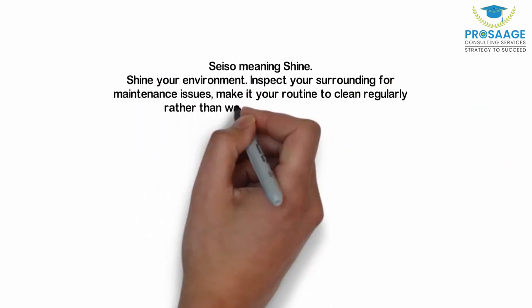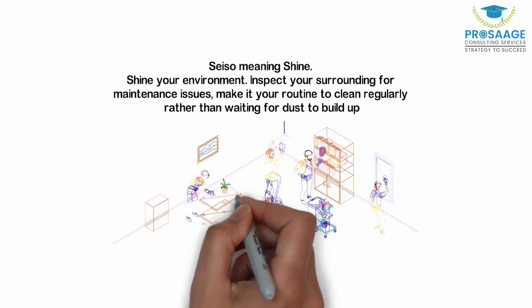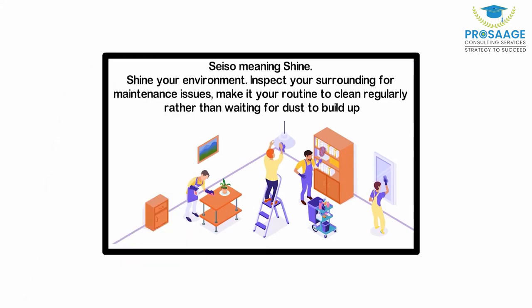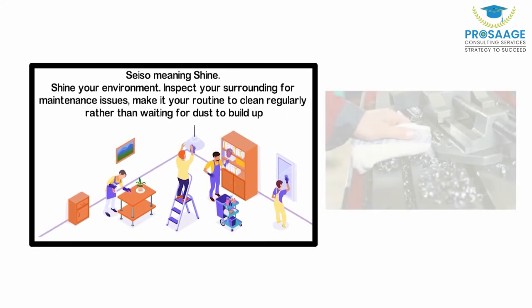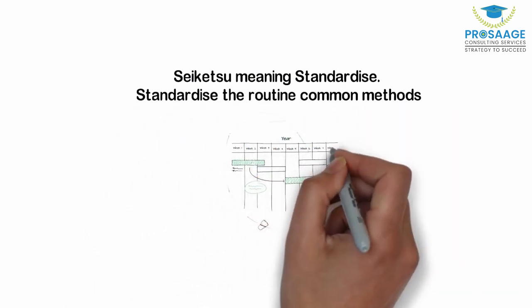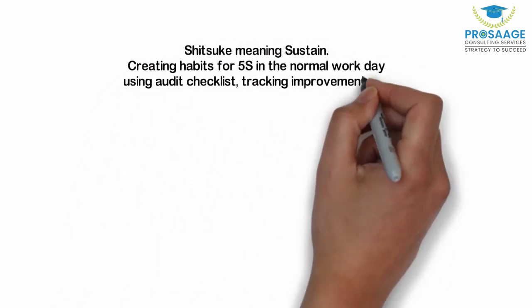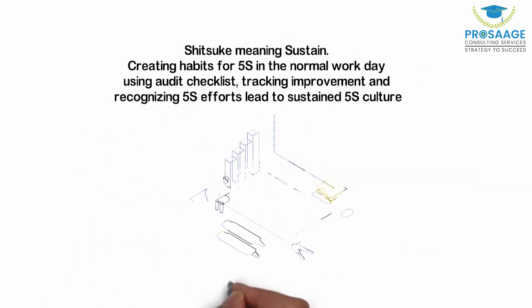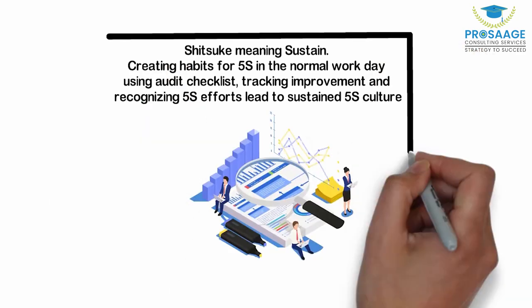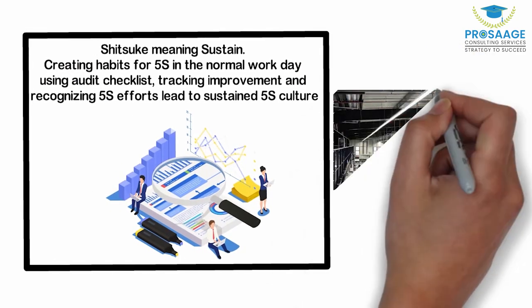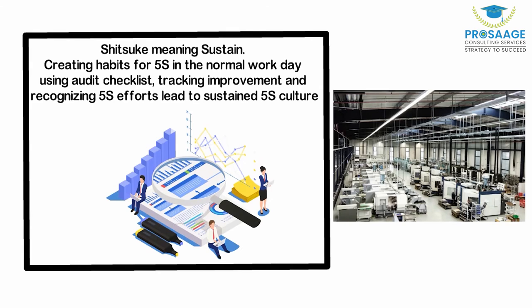Seiso meaning shine. Shine your environment. Inspect your surroundings for maintenance issues. Make it your routine to clean regularly rather than waiting for dust to build up. Seiketsu meaning standardize. Standardize the routine common methods. Shitsuke meaning sustain. Creating habits for 5S in a normal workday using audit checklists, tracking improvement, and recognizing 5S efforts leads to a sustained 5S culture.